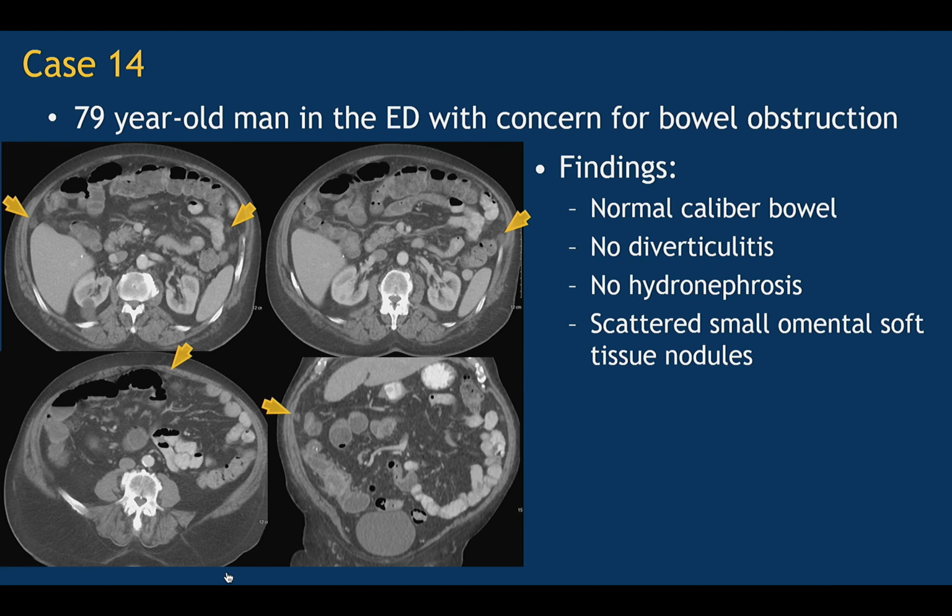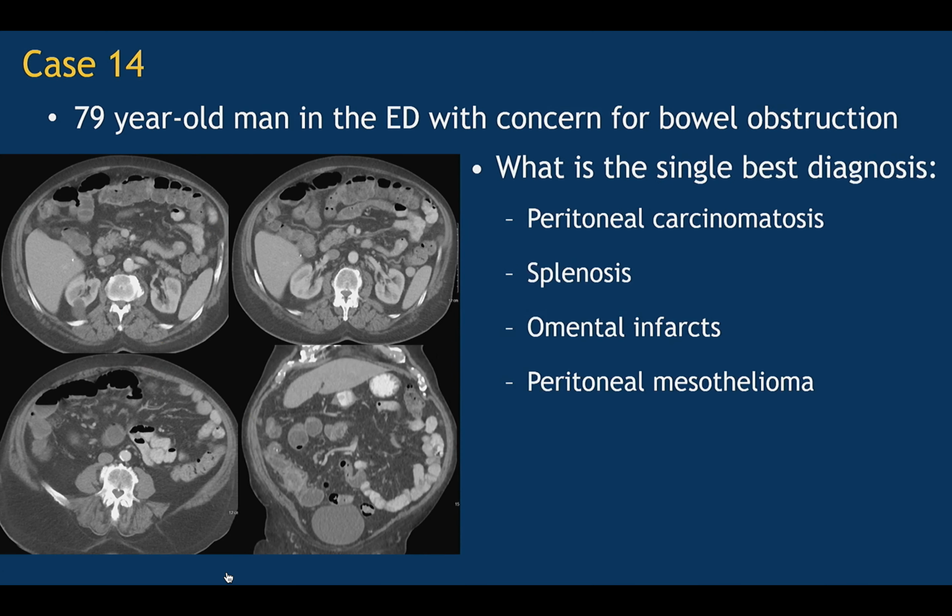And we see scattered small omental soft tissue nodules, so very subtle finding here. What is the single best diagnosis for the abnormality in the omentum? Peritoneal carcinomatosis, splenosis, omental infarcts, or peritoneal mesothelioma? The correct answer here is peritoneal carcinomatosis.